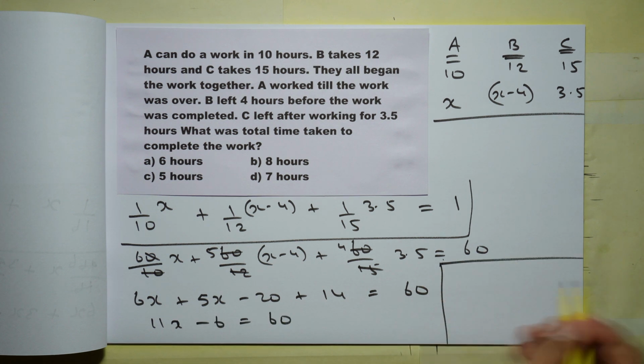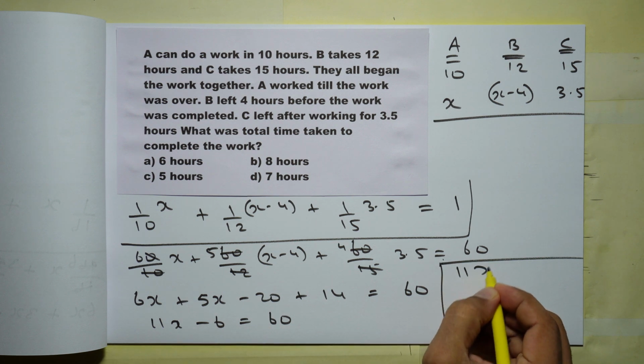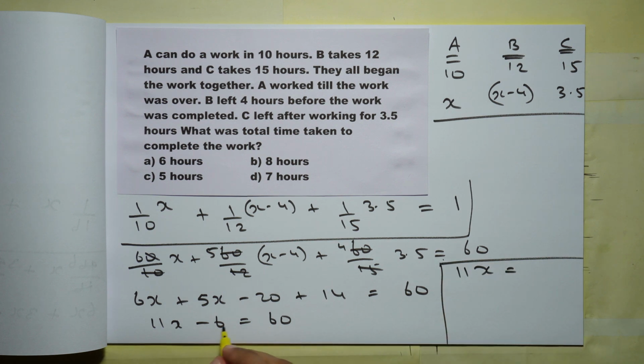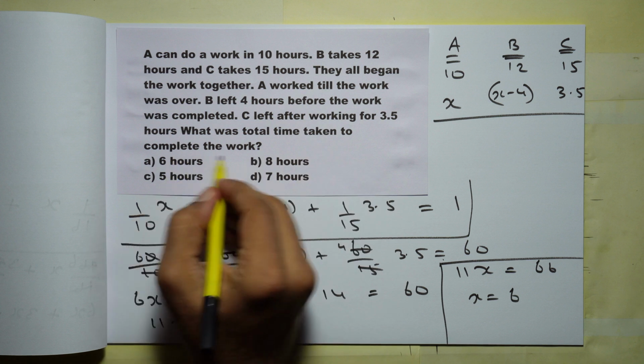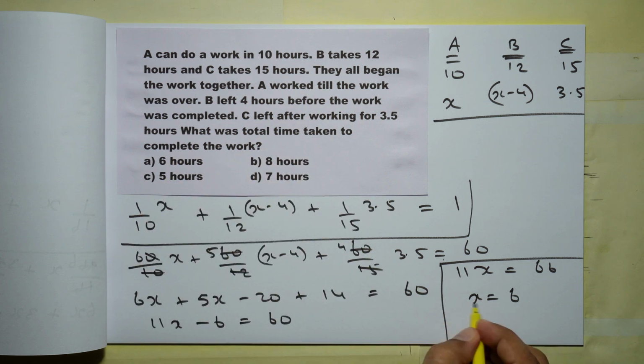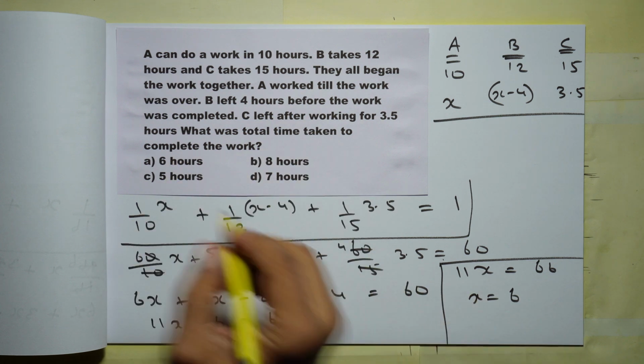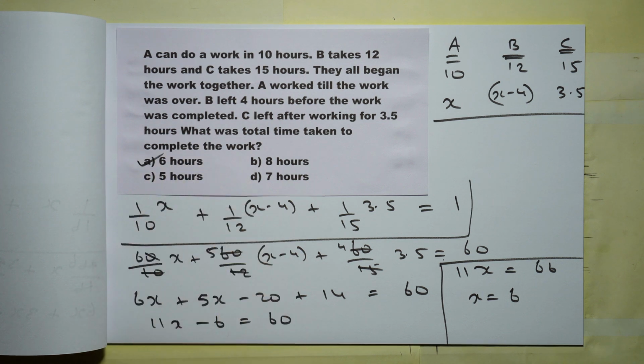So I'll just write down this equation here. So 11x is equal to 60 plus 6, 66, or x you will get as 6. Now what was the total time taken to complete the work? That is x hours, and x is equal to 6 hours. Hence option A, 6 hours.